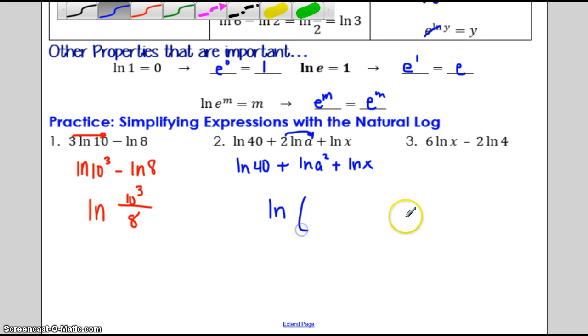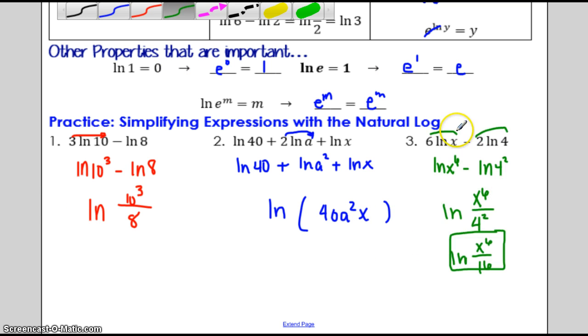And then this is all going to become multiplication here, 40, and then the a squared, and then the x. So try that last one on your own, check when you're ready. All right, so first step is to move those coefficients to become exponents, change subtraction to division, and then we can do 4 squared and make it 16, and we're done. So this goes on the top, and then the 16 on the bottom.